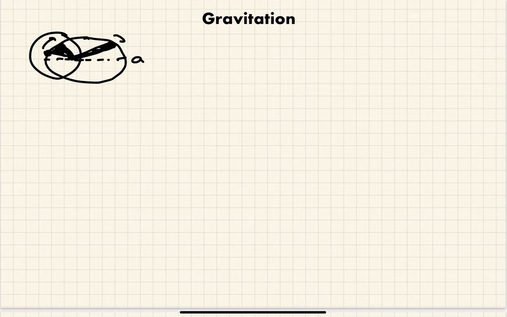Kepler has a very nice proof of it. I obviously am not going to go through it. We do not have the time, and you do not need to know the proof. But just know that the area swept out by the planet in the same amount of time, wherever it is in the orbit, is going to be the same.